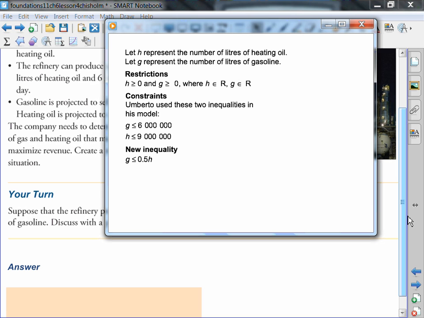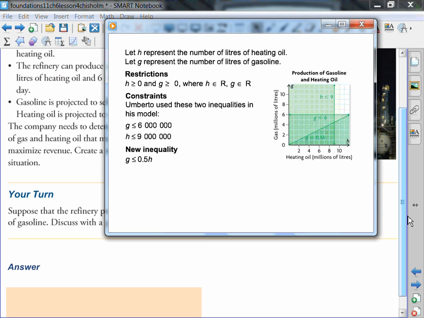I wrote an inequality to show that the refinery produces at least 2 liters of heating oil for every liter of gasoline. I sketched a graph to represent the new model. The solution region is the area below G equals 0.5H and to the left of H equals 9. Both lines are included in the solution region. Since H cannot be greater than 9, G cannot be greater than 4.5. Therefore, the solution region does not touch the line G equals 6.